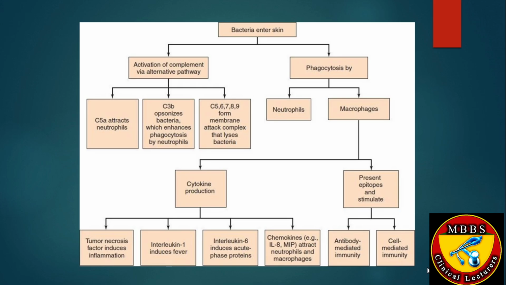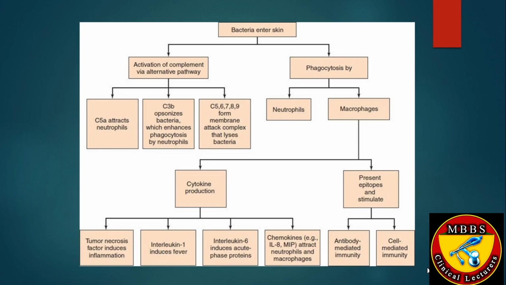Second thing is that when it enters the skin, it is phagocytosed by neutrophils and by macrophages. What happens at macrophages? One thing is that due to the phagocytosis, the cytokine production is increased, like tumor necrosis factor, which will induce the inflammation, interleukin 1, which will cause the fever, and interleukin 6, which will induce the acute phase proteins or acute phase reactants. Then several chemokines like interleukin 8 will attract the neutrophils and macrophages.